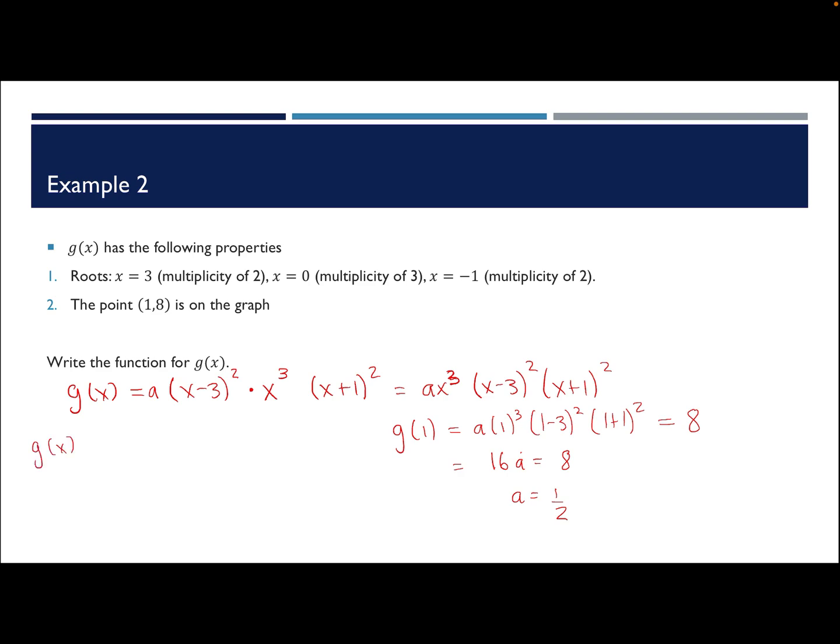And so our polynomial is g of x equals 1/2 x cubed times x minus 3 squared times x plus 1 squared. All right, so that is a bit about higher degree polynomials. There's a lot more. We have odd and even and symmetry and how we find roots in general.